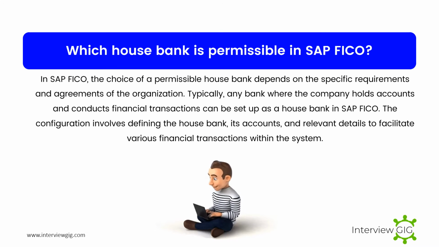Which house bank is permissible in SAP FICO? In SAP FICO, the choice of a permissible house bank depends on the specific requirements and agreements of the organization. Typically, any bank where the company holds accounts and conducts financial transactions can be set up as a house bank in SAP FICO. The configuration involves defining the house bank, its accounts, and relevant details to facilitate various financial transactions within the system.